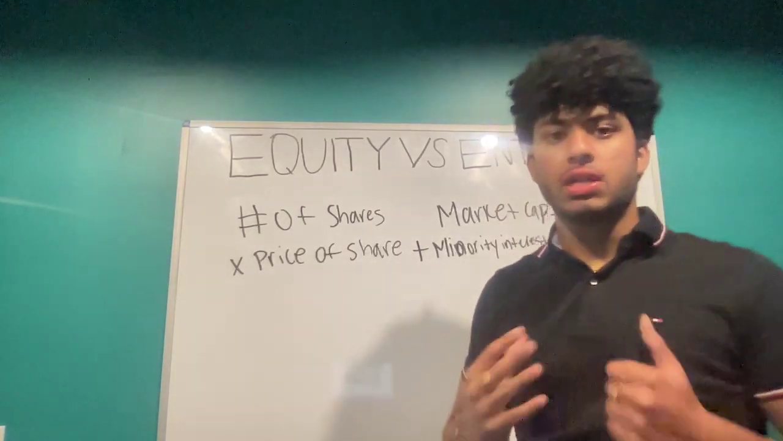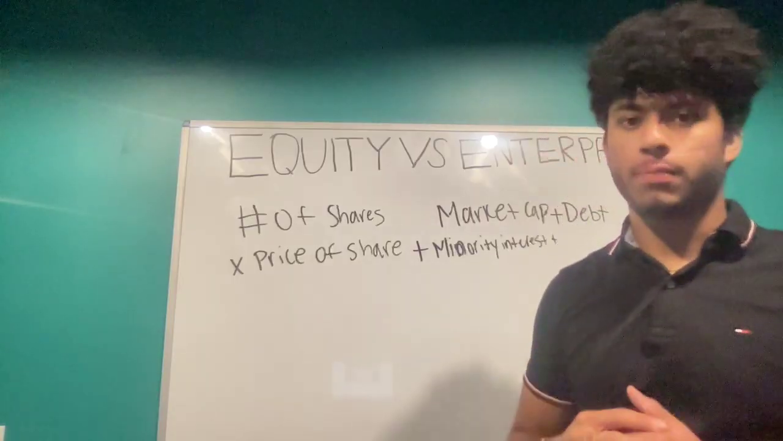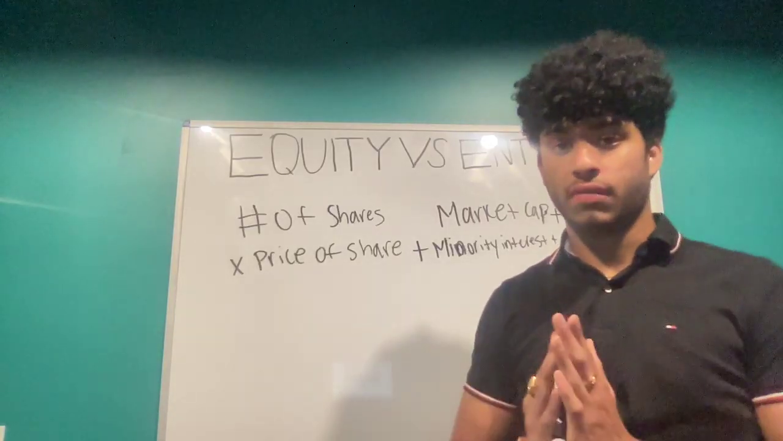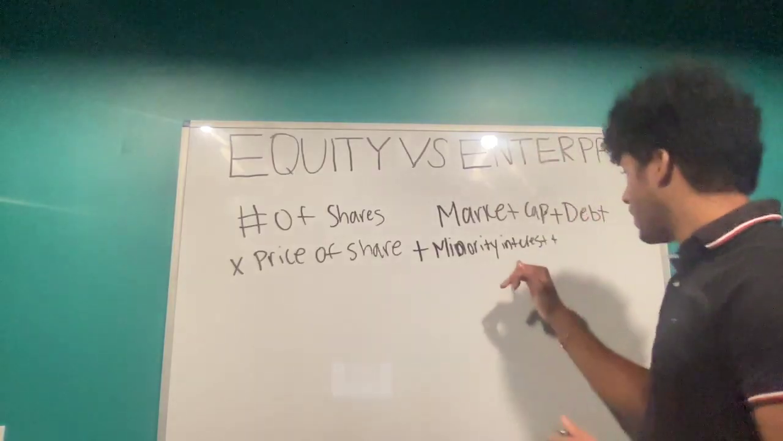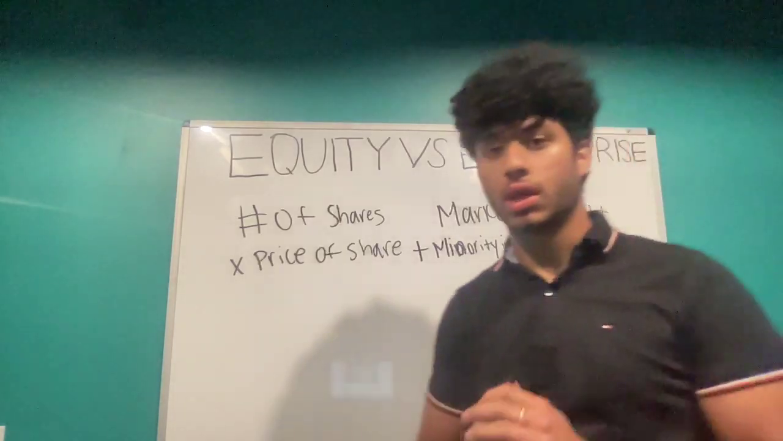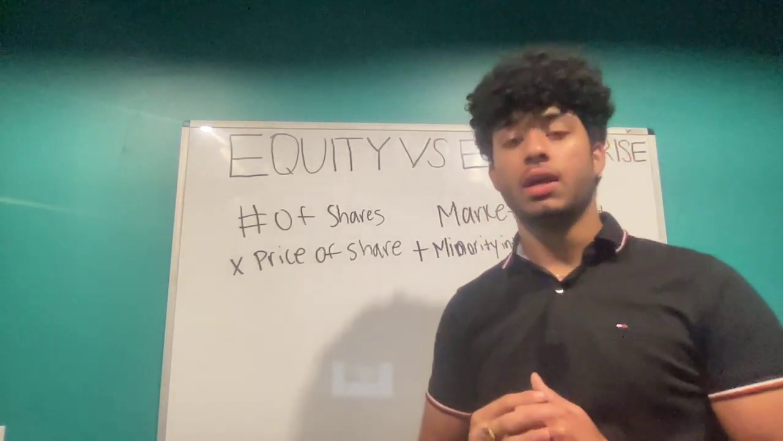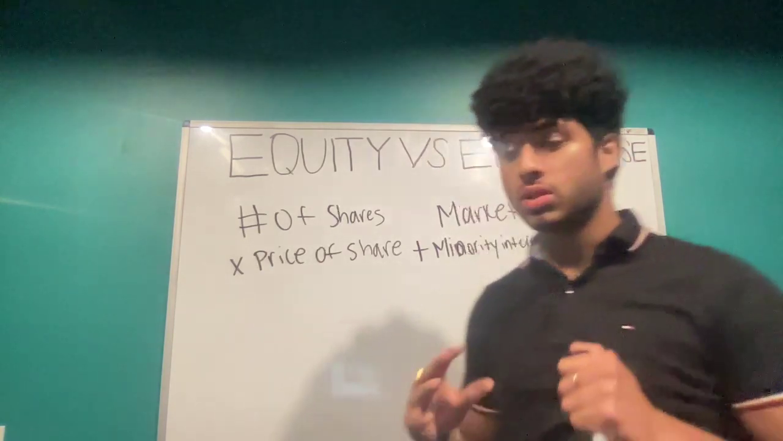For example, say that I, as a company, own 70% of another company. Even though I would consolidate the financial statements, this minority interest, the 30% that I do not own, has to be there to show that even though the financial statements are consolidated, we do not own 100% of the company.